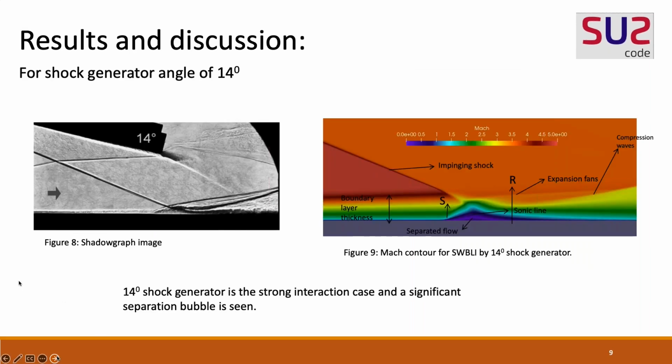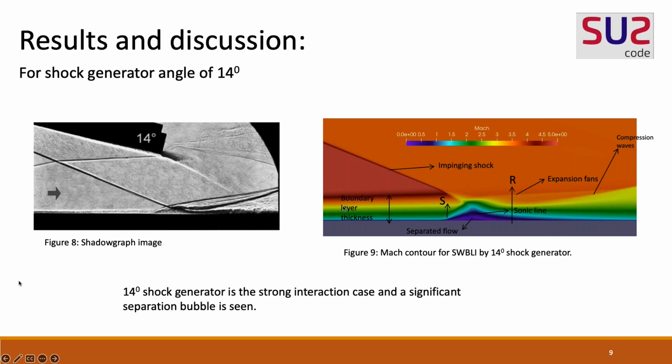Going to the next topic. Using the 1.1 million grid cell domain, we are performing the study. First is the result obtained for the 14-degree shock generator angle. As you can see, from the experimental optostatograph image, the impinging shock is seen. Similarly, the impinging shock is clearly seen in the contour obtained using ParaView. The expansion fans and the compression waves are also seen here.